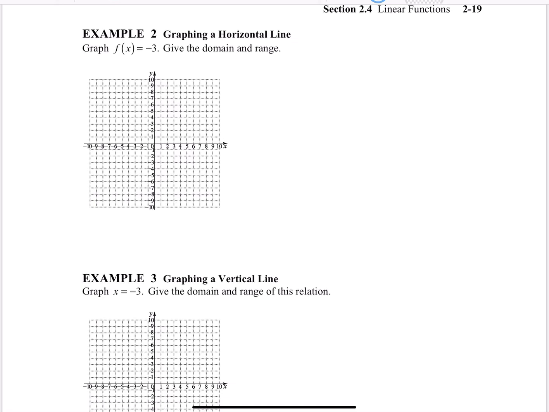Next example, you have this, and they ask you to find the domain and the range. So you have f(x) is equal to negative 3. And you can tell you have a constant function.